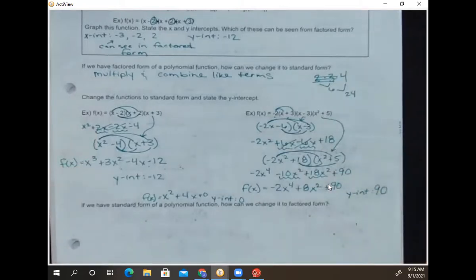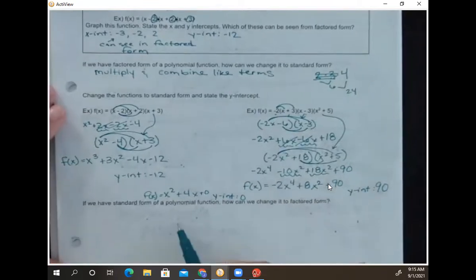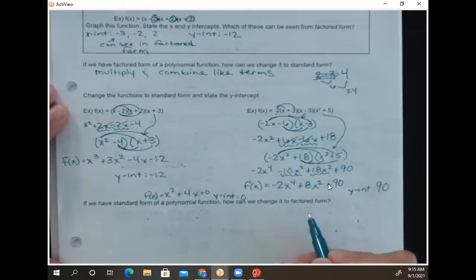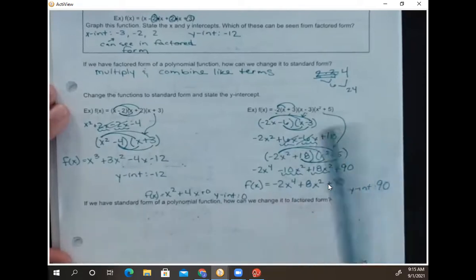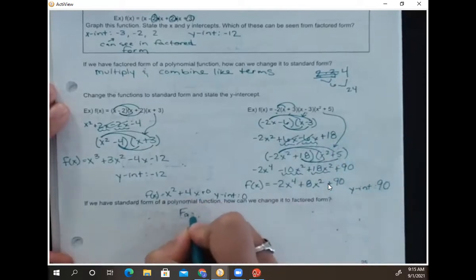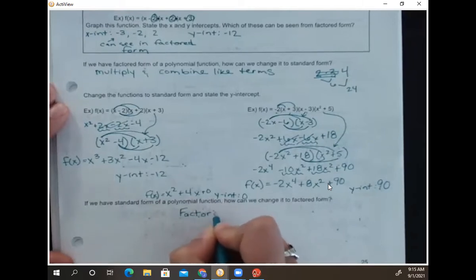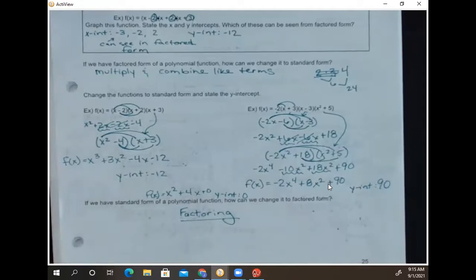What you're going to look at in the next couple of days in your notes and what we'll work on in class is changing from standard form to get to factored form. And that's a process that we call factoring. So we're not going to work on factoring today, but that is what's coming. Questions for me so far?